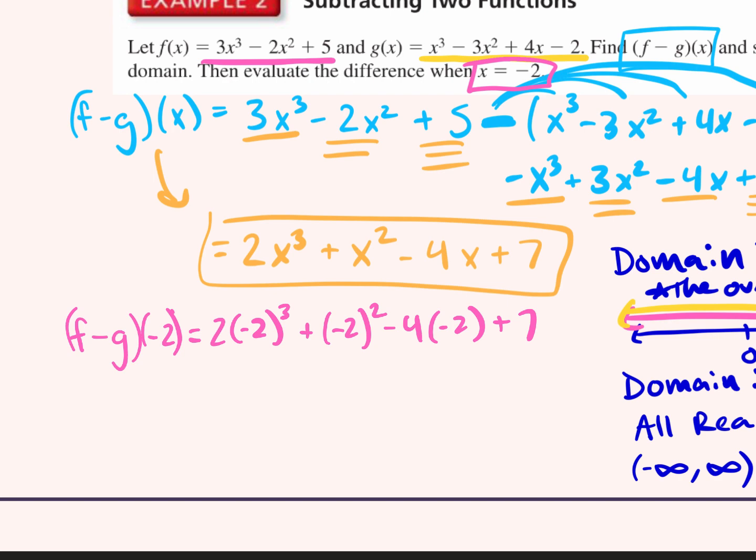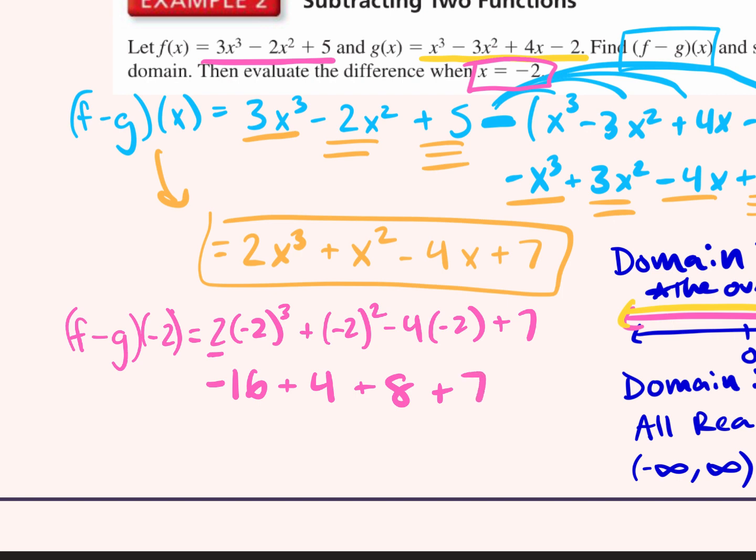What's negative 2 cubed? Negative 2 times negative 2 times negative 2? Negative 8. And negative 8 times 2? Be negative 16. What's negative 2 squared? Positive 4. Because it's negative 2 times negative 2, which would be a positive. What's negative 4 times negative 2? 8, and then plus 7.